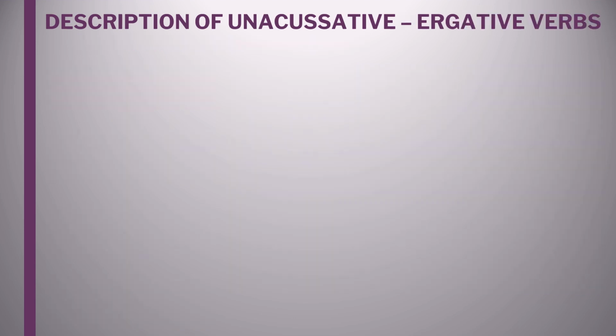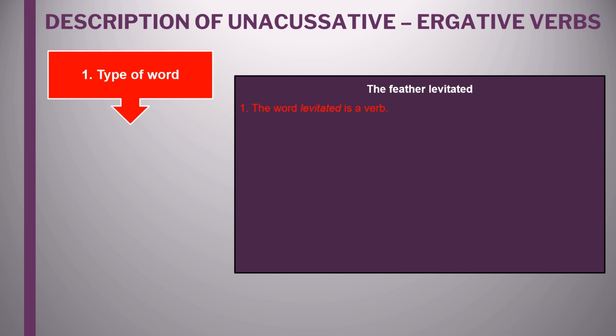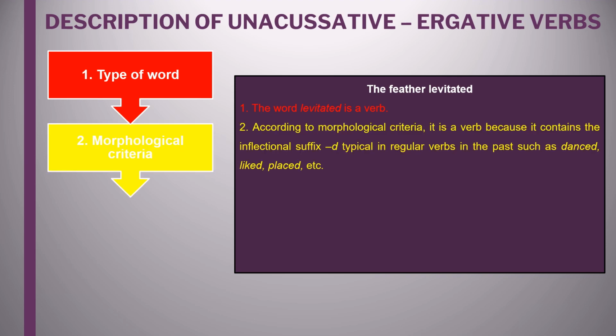Similarly, with ergative verbs, we will follow the same steps. In this case, we will describe the sentence The feather levitated. One, type of word: the word levitated is a verb. Two, morphological criteria. According to morphological criteria, it is a verb because it contains the inflectional suffix -d, typically in regular verbs in the past, such as danced, liked, placed, etc.